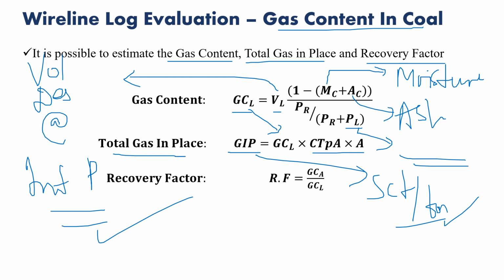So recovery factor is GCA by GCl. So you may have a doubt about GCA. Depending on the government regulation or even the drilling, completion and production program of the coal reservoir, we can define GCA as the gas content at abandonment pressure from the Langmuir isotherm in SCF per ton. So GCA is how much we can produce down to some pressure and not below that. So GCA by GCl, the initial gas content, will give us the recovery factor. Okay.